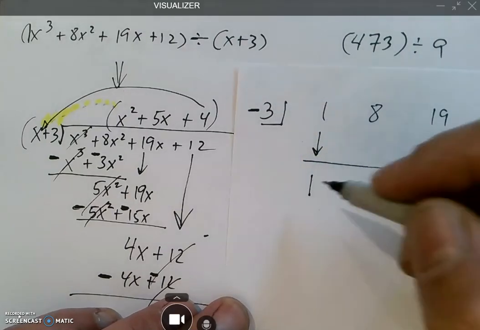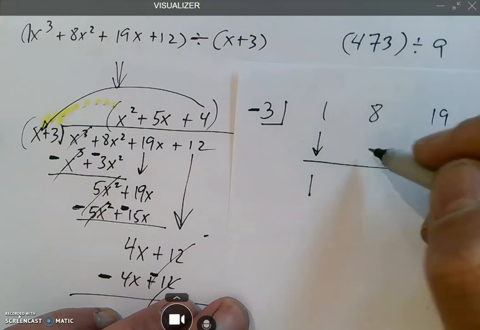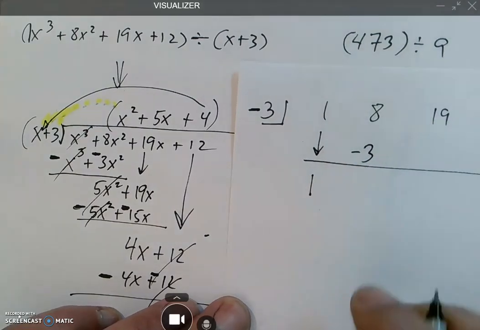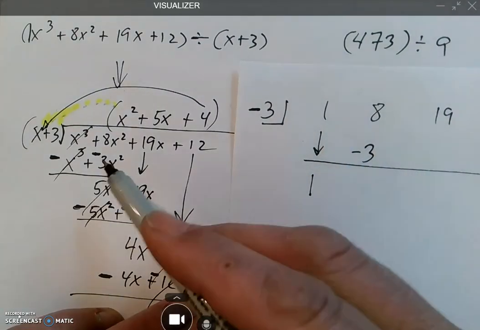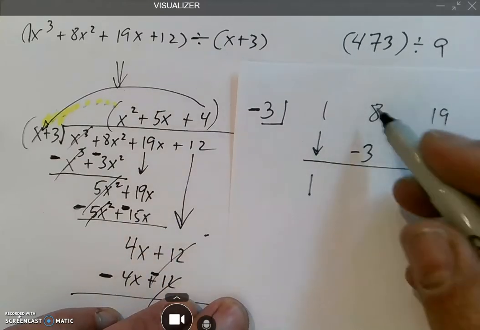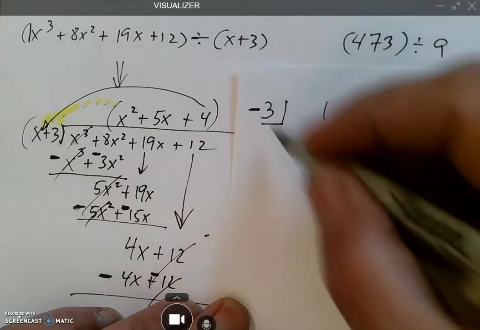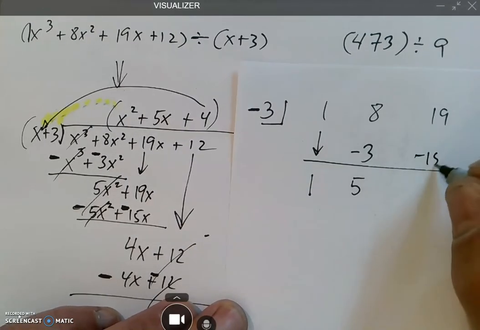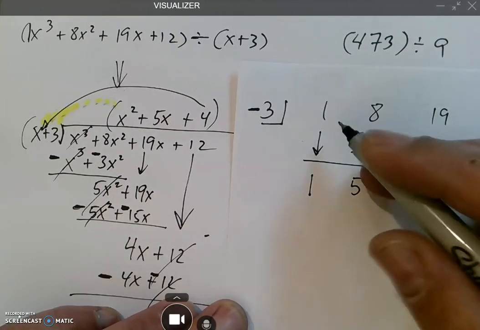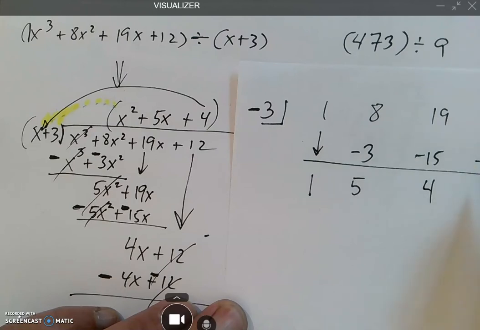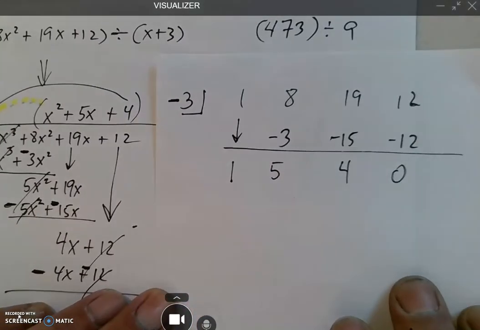We always bring down the first term. These multiply. And then now you add. Remember, subtract, subtract, subtract. Now we just add 8 plus a negative 3, or 8 and a negative 3 will give you 5. Multiply again. Combine them. Multiply. Combine them. And there's what we got.